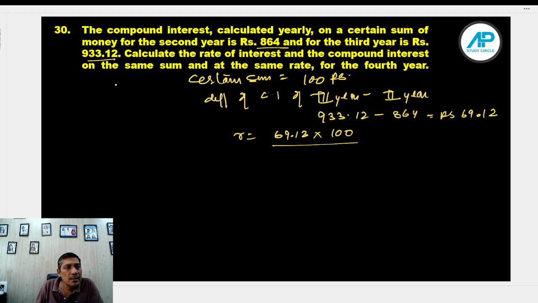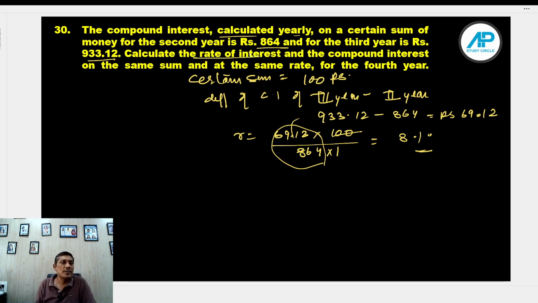It is compounding annually, I guess. Yes. So on what value is it increasing? I told you earlier also, involve these two things in the calculation. You can take this 0 with decimal places. You got 6912 divided by 864. It gives me exact 8% rate of interest. So my first part is done.